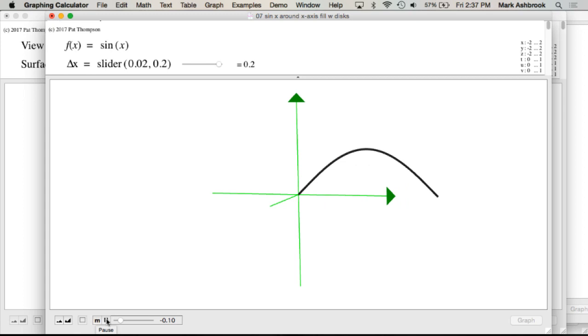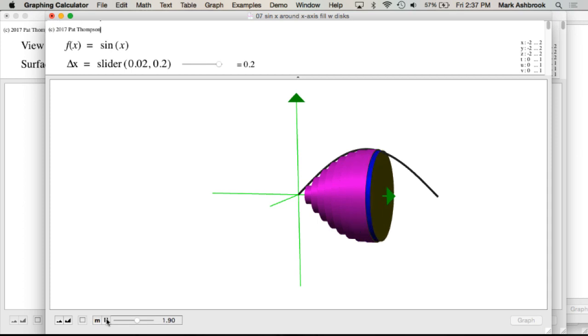Okay, watch it again. So in every current interval, as x increases, the radius stays constant, and as x increases, the height of that thing, now it's turned on its side, so the height is to the side, is increasing as x increases. All right? So this is sine x.